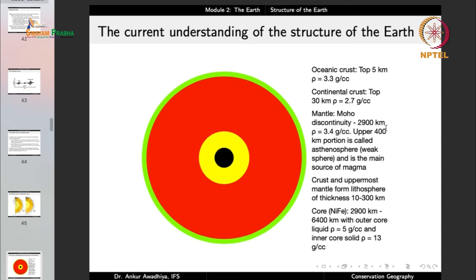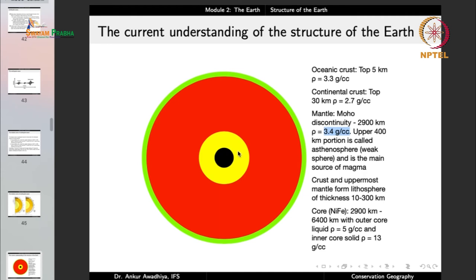Then we have the mantle from the Mohorovicic discontinuity to around 2900 kilometers. The density is greater than the crust. It is around 3.4 grams per cubic centimeter. Above 400 kilometers, the portion is called the asthenosphere, which is the weak sphere and is the main source of magma. And the crust and the uppermost mantle form the lithosphere with a thickness of 10 to 300 kilometers.